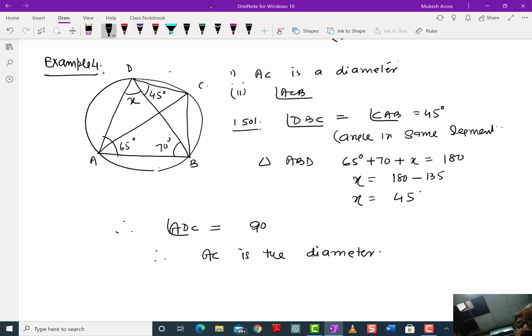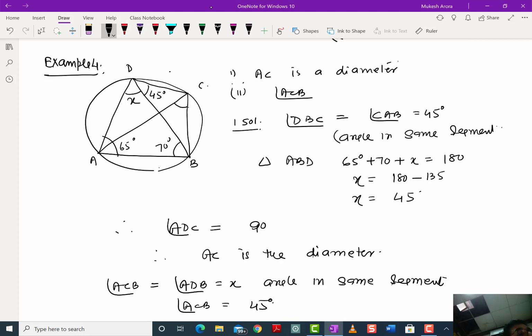First part is over. Angle ACB is equal to angle ADB is equal to X, angle in same segment. So angle ACB is equal to 45 degrees.